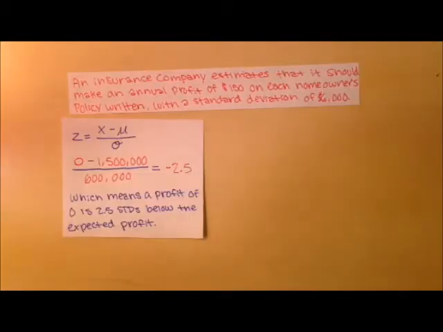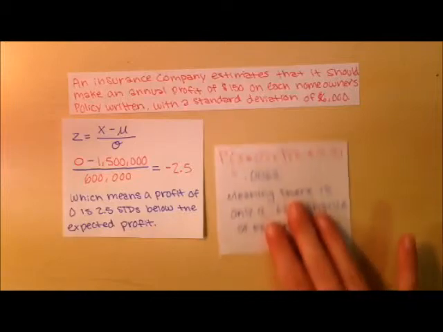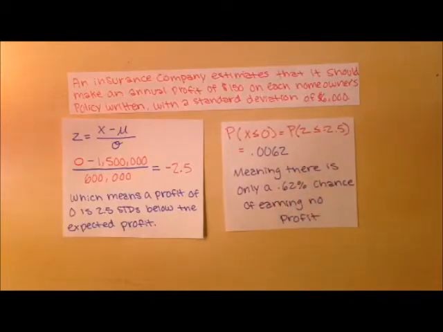Another way of stating this is proportionally. The probability of getting an x value less than or equal to 0, or a z-score less than or equal to negative 2.5, is 0.0062, meaning there is only a 0.62% chance of earning no profit. So we would be fairly safe in saying that it is highly likely that the company will be profitable.